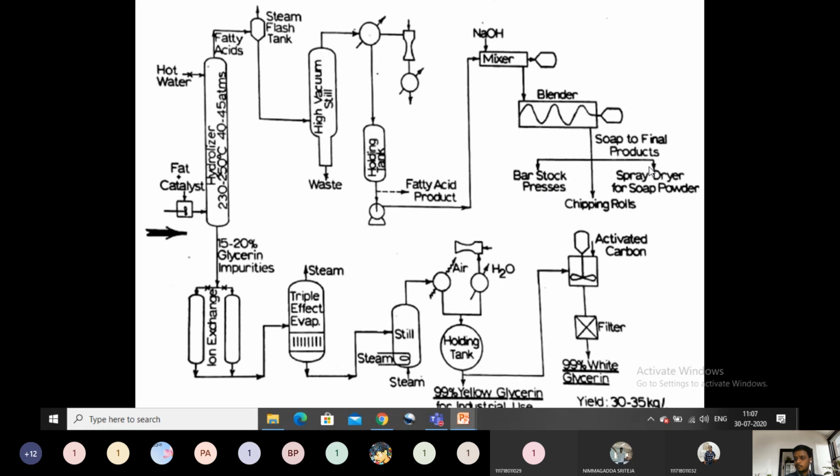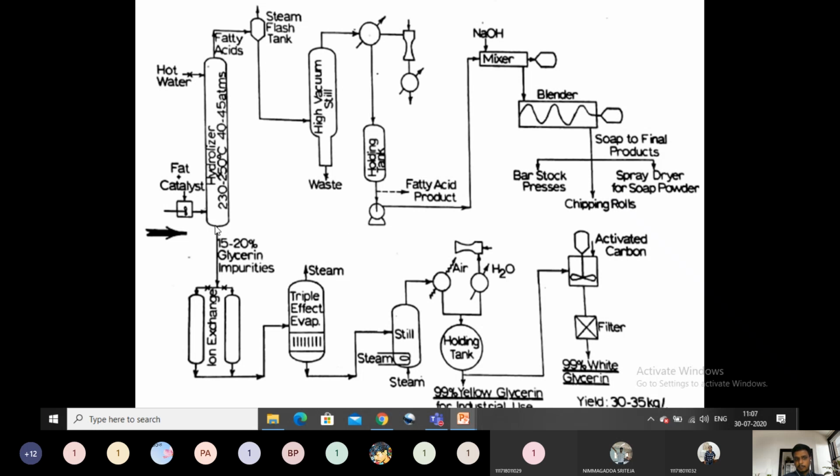And if you want the soap as a powder, or in small chips, we can send this soap composition to some chipping rolls, so that we can obtain small chips. Okay, so this is the soap manufacturing. This is the saponification reaction. Here, this is the hydrolysis reaction of this flow sheet.